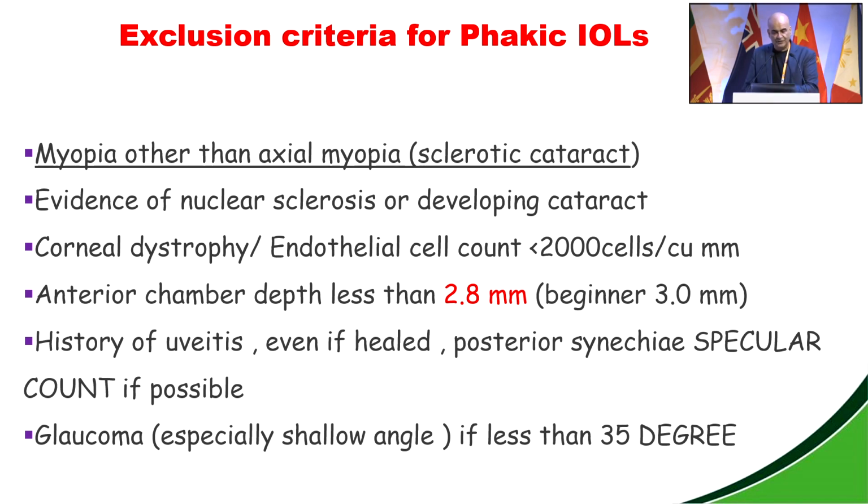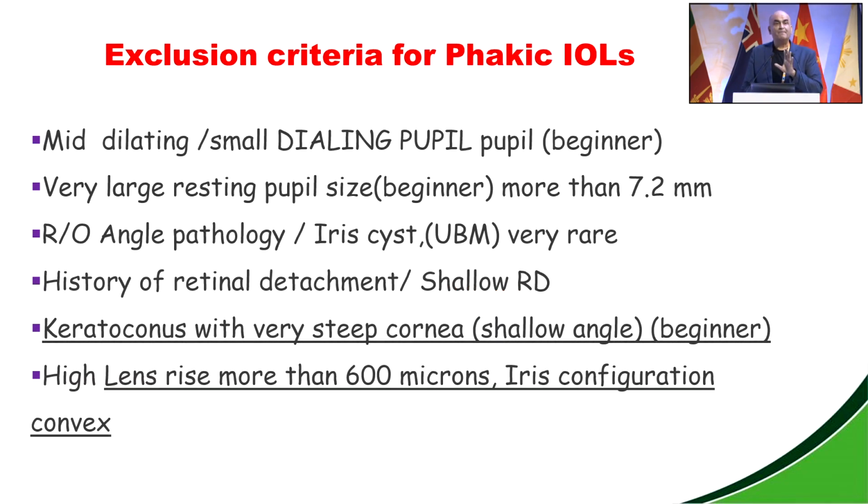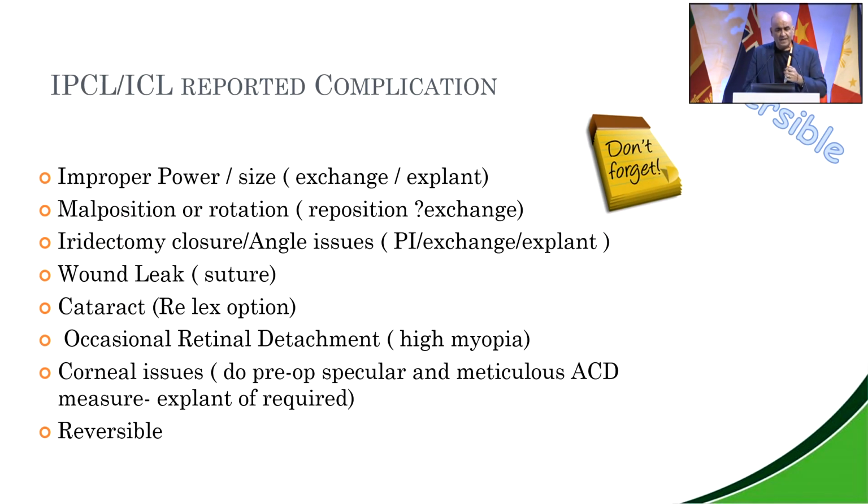Look for evidence of nuclear sclerosis. Anterior chamber depth has to be more than 2.8 millimeters. For a beginner, I would say 2.93 millimeters is a decent size because you need to get your nomograms right. Also consider history of uveitis, glaucoma, shallow angle, mid-dilating pupil. Beginners should avoid pupils which do not dilate because they can be tricky for placing the phakic lens. First, go for pupils which dilate well. Any history of retinal detachment or keratoconus, avoid as a beginner, because keratoconus patients will give you a false anterior chamber depth. You will think that you have a high anterior chamber depth, but the periphery is going to be shallower and you will have crowding of the angle, improper size and all these.